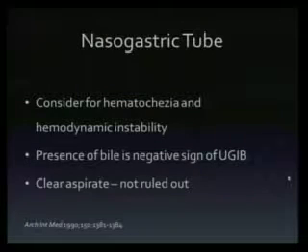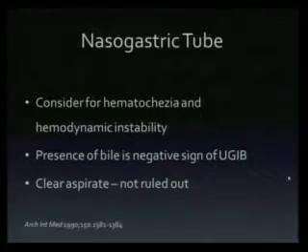The good thing about the presence of bile is it's actually a good prognostic sign that you do not have an upper GI bleeding. So when I call and ask if there's an NG tube placed, or if I ask for an NG tube placed, I'm going to be specifically asking, is there bile seen in the tube? Because that helps me to figure out what is my triage here for this patient.